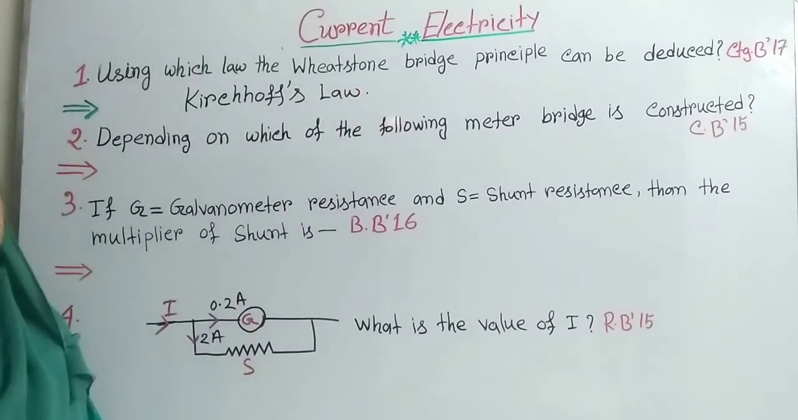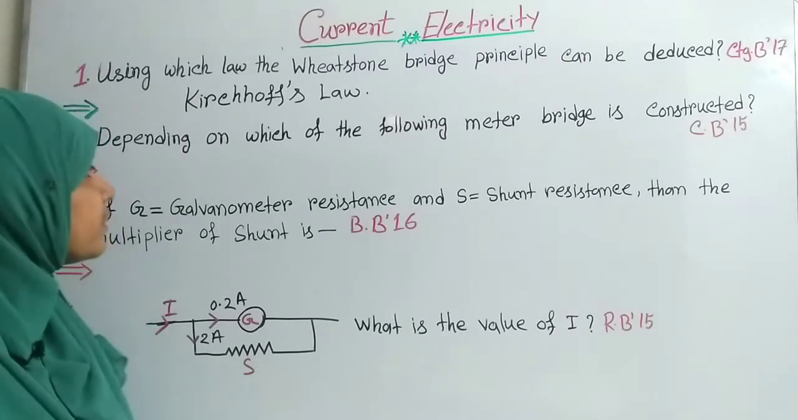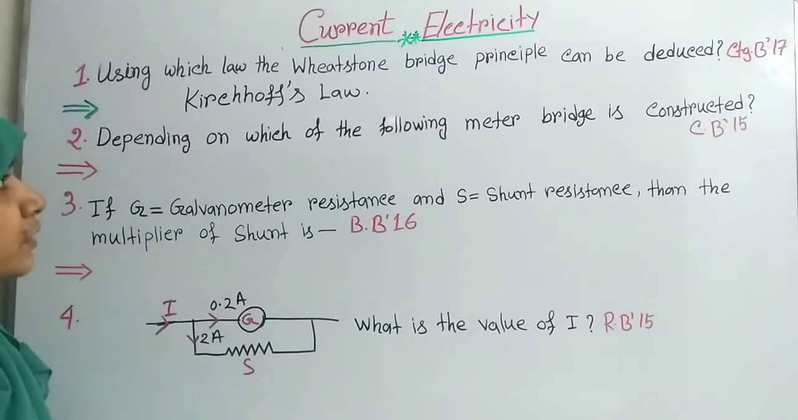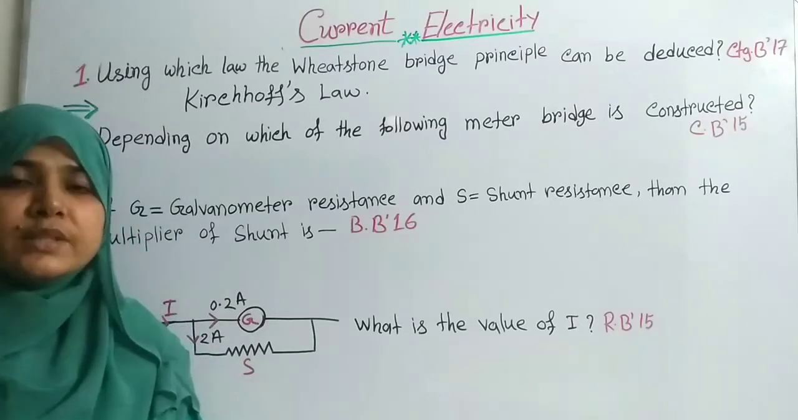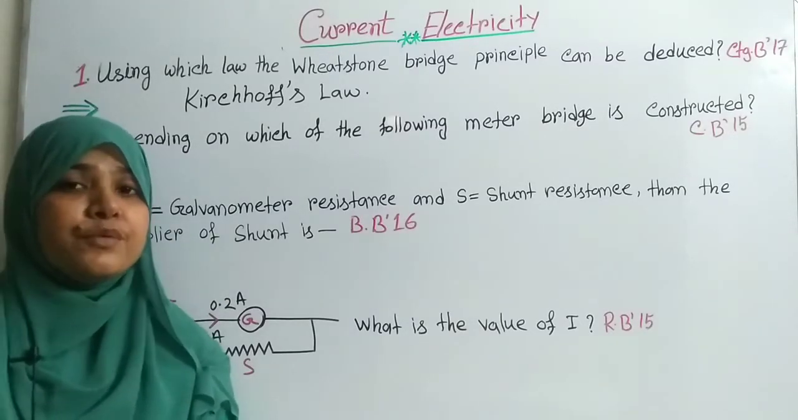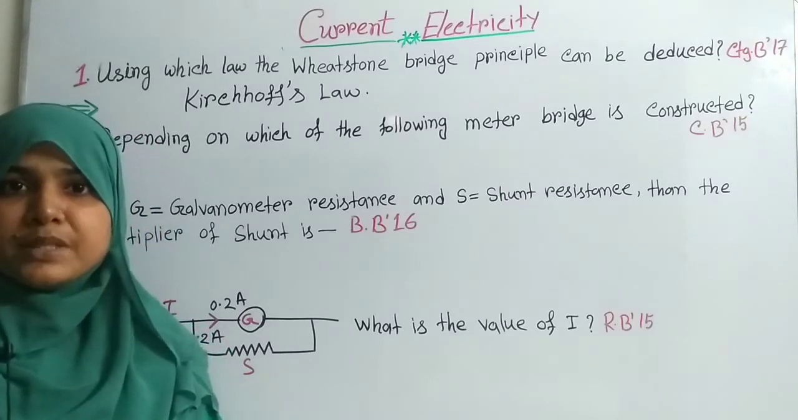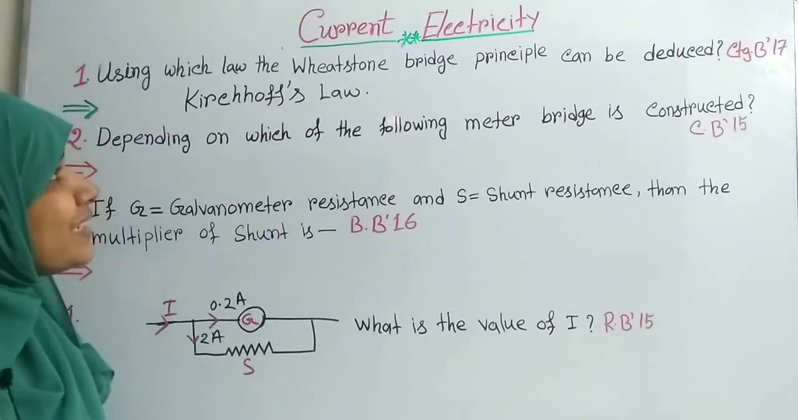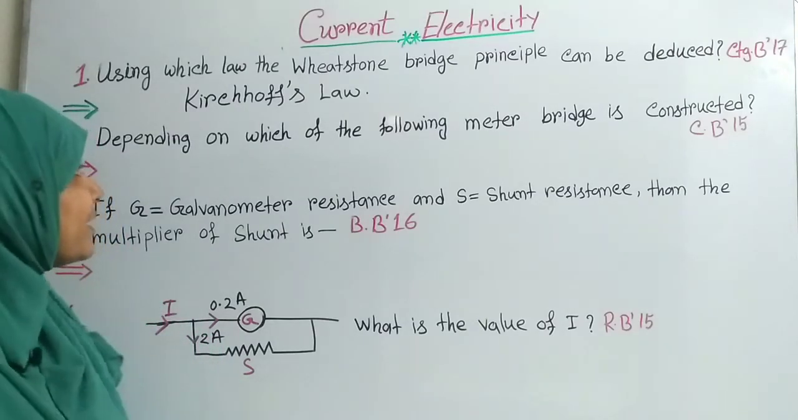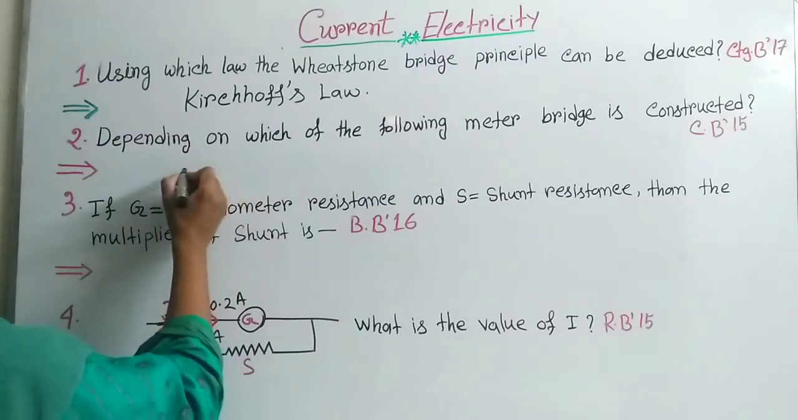Our next question is from Kumilla Board 2015. Depending on which of the following is the meter bridge constructed? You know that the meter bridge is the instrument by which we can measure the unknown resistance, and the meter bridge depends on the principle of the Wheatstone bridge. So we can say that the right answer to this question is Wheatstone bridge.